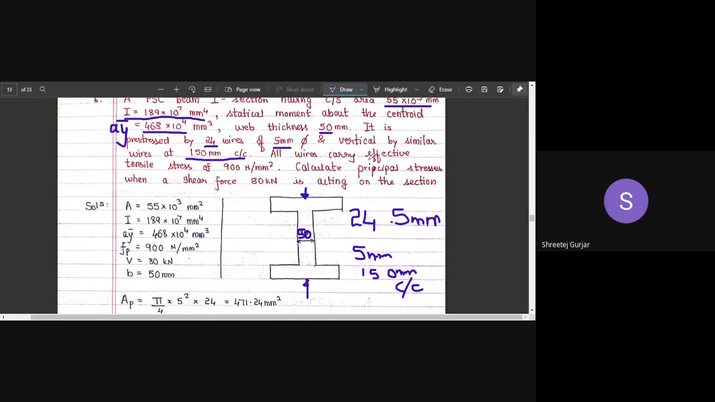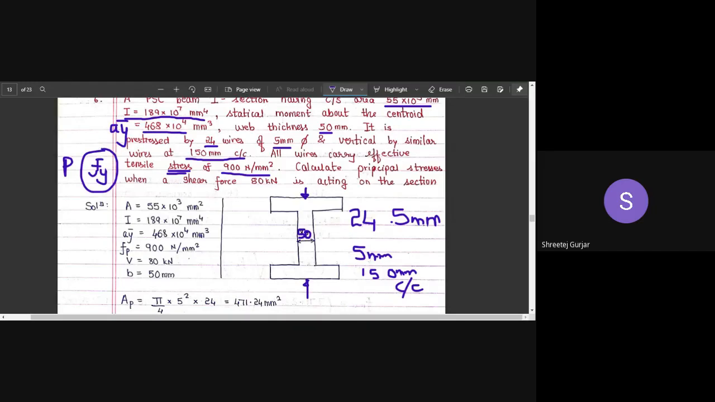Next, all wires carry an effective tensile stress of 900 Newton per mm square. So they have given us the value of Fy. They have given us stress. If they had told us it is a force, then we would have considered P. But this is not force, this is stress. That is why we have considered this as Fy.